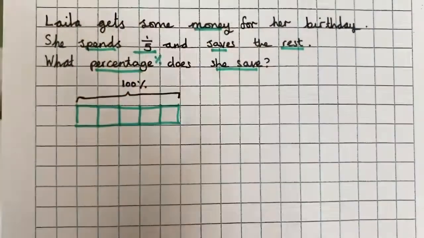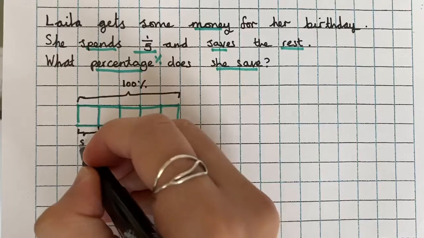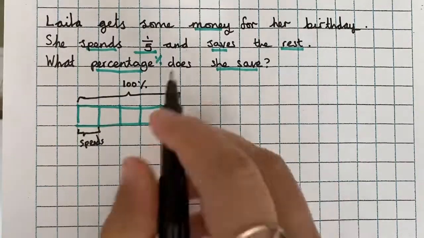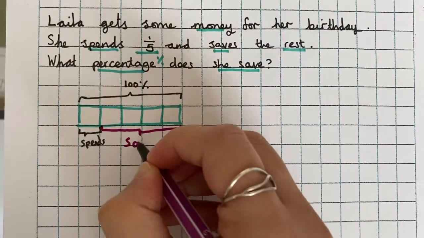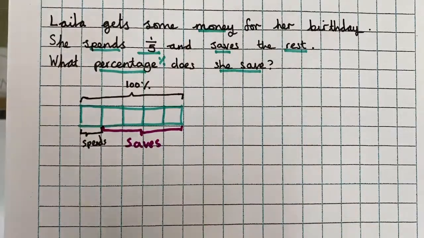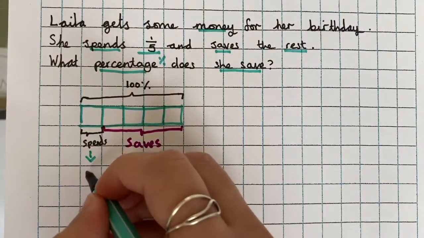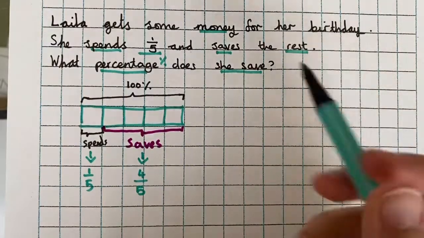The whole, which is the 100%, I'm going to represent there. And 1 out of 5 she spends, so I'm going to label that. Now the rest of that, she saves. So, we know that she spends 1/5. So she must save 4/5.